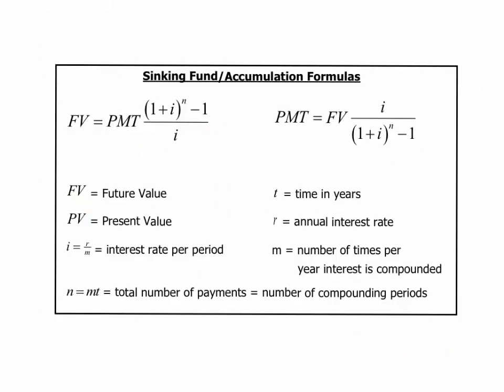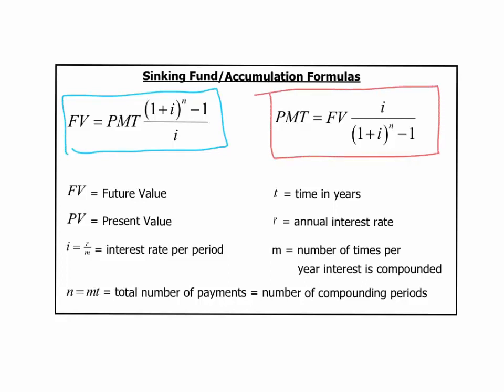Through some algebraic manipulation, when we add up that series of deposits, we find that the value in our account can be given by this formula here. If I wanted to solve this formula for the payment, I would get this second formula. They're the same formula, it's just one solved for future value, one solved for payment. A lot of these terms and variables are the same as they were before, but there are a few differences.